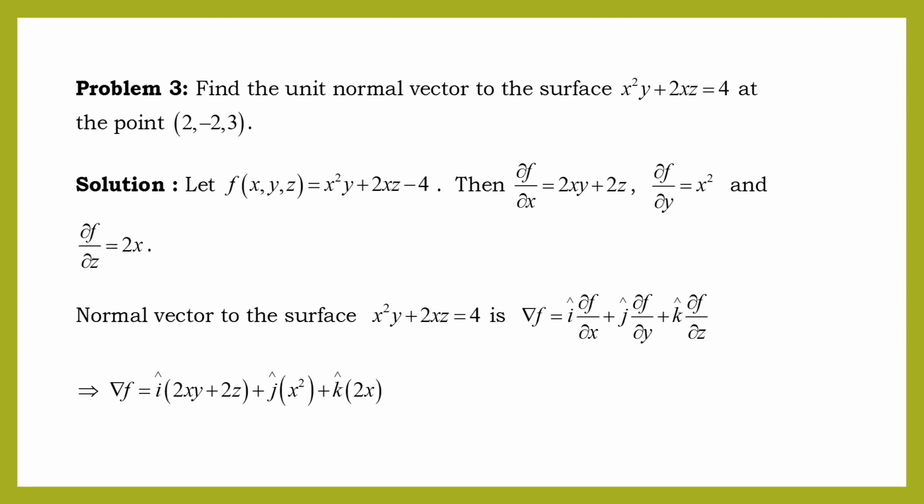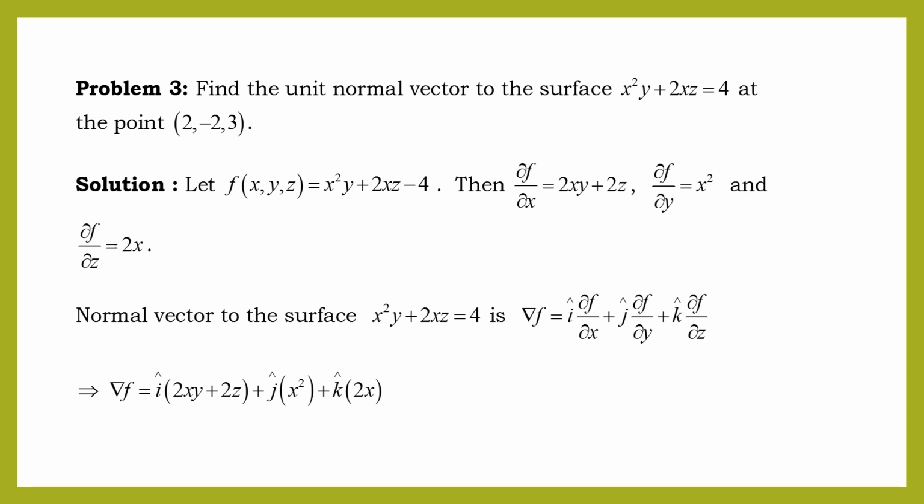Problem number 3. In this problem also, we have to find out a unit normal to the given surface at the given point, like the previous problem. In this problem, the given surface is x square y plus 2xz equals 4. We need to find out a unit normal to this surface at the point 2, minus 2, 3.